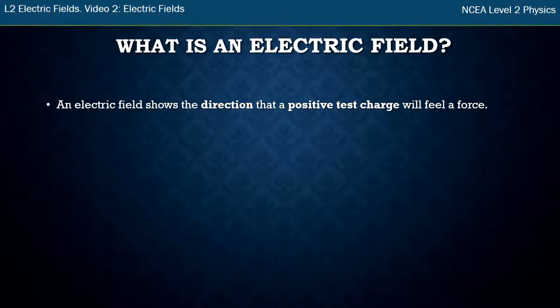So this is something that I want you to remember, because if you get any sort of complicated arrangement, if you know the definition, you should be able to figure out what the electric field is around this complicated arrangement. So what do I mean by the direction a positive test charge will feel a force?